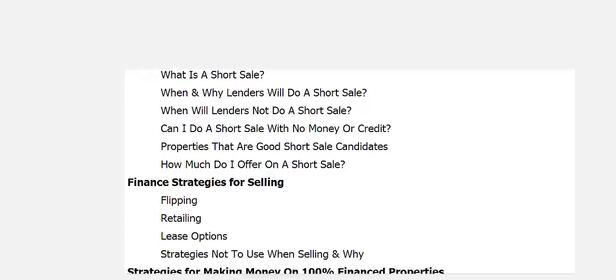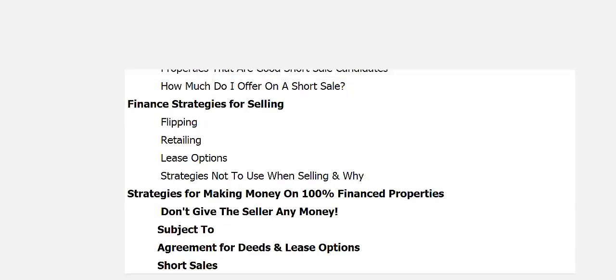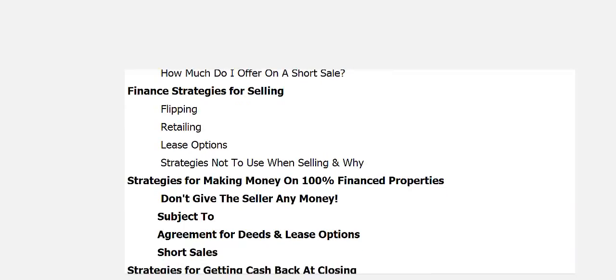Then we get involved with finance strategies for selling. What do we do when we're flipping, or we're doing a rehab, or we're doing lease options? Strategies not to use for selling and why? Strategies for making money on 100% finance properties. Don't give the seller any money. And we do subject to, agreements for deed, lease options, and short sales.